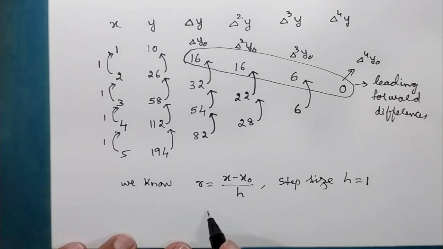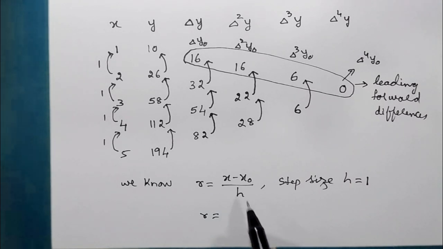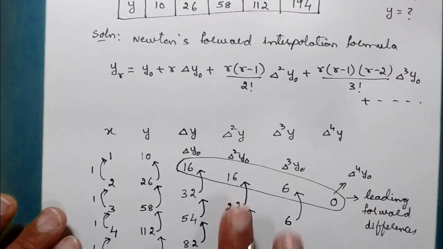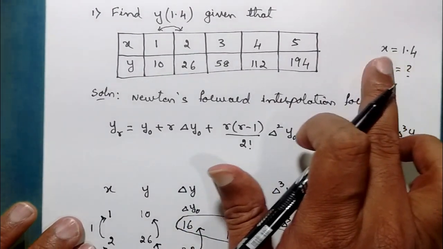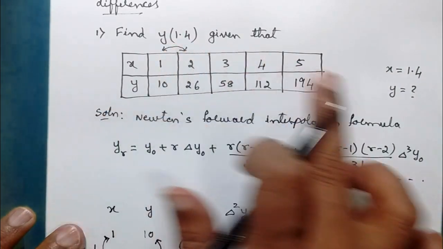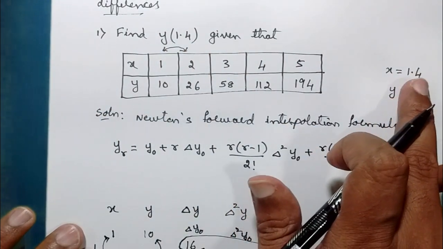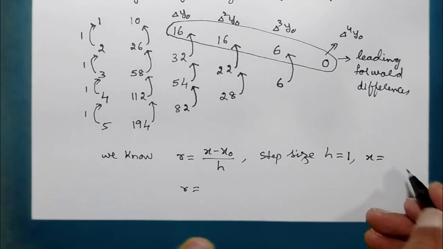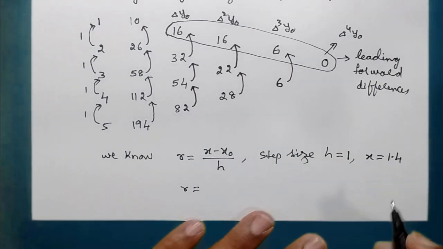So you can substitute here, r will be equal to x minus x naught. So what is the value of x here? At what point do we need to calculate? As I told you earlier, you have to calculate at x is equal to 1.4. At x is equal to 1.4, we need to find out the value of y. So x value is known, which is 1.4. So write down the x value to be 1.4 over here.